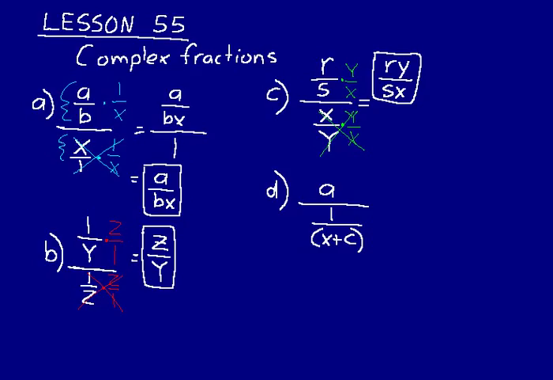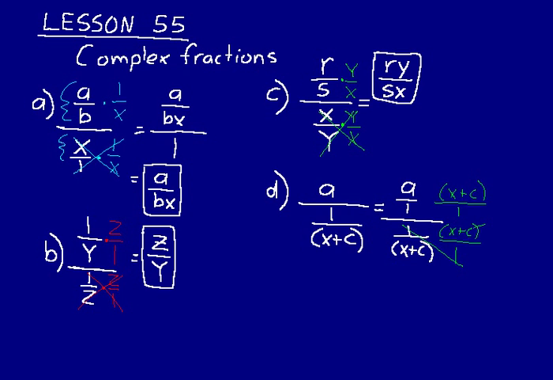Let's do one more. This time we have a over 1 over x plus c. What I like to do on these problems, just to eliminate some confusion, is make sure I have a fraction in the numerator and a fraction in the denominator. So I'm going to rewrite that a as a over 1, and then 1 over x plus c. Now that just helps me keep organized, and I know that I just need to invert the denominator, so that means x plus c over 1, and then I multiply the numerator by that as well, x plus c over 1.